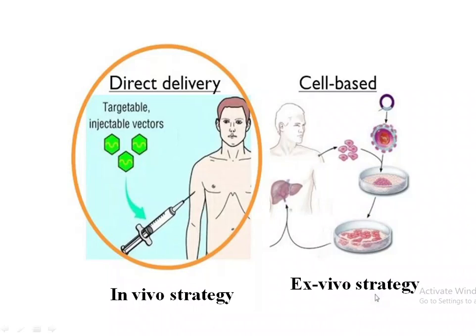In vivo gene therapy involves injecting the vector into the bloodstream. The vector then must find the target tissue and deliver the therapeutic gene. Alternatively, cells may be removed from the patient and the genetic material inserted into them in vitro prior to transplanting the modified cells back into the patient, which is an ex vivo gene therapy strategy.